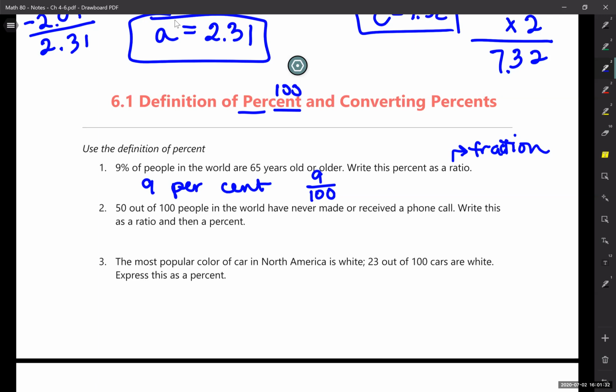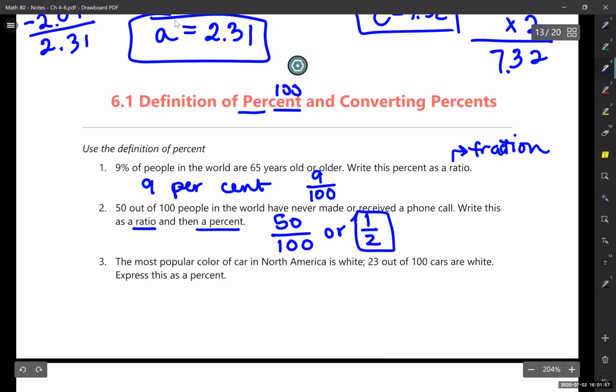Okay, so now the next one, it says 50 out of 100. This one is not written as a percent. We're going to do that in the problem, but first we're going to write that as our ratio or fraction. So 50 out of 100 would be the unreduced version. So we would reduce that to be 1/2 is the ratio. But I like the 50 over 100 because that's telling us 50 per 100 or 50%. So that's the two answers, the ratio and the percent.